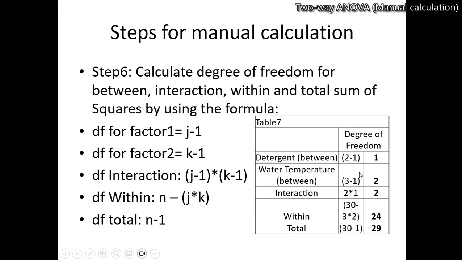For the interaction term, it is the degree of freedom for detergent times the degree of freedom for water temperature, 2 times 1, equal to 2. For within, we have a total number of samples equal to 30, and since we have three categories for water temperature and two categories for detergent, we subtract 30 minus 6, which is equal to 24. Here the total number of samples is 30, so the total degree of freedom is 30 minus 1, equal to 29.